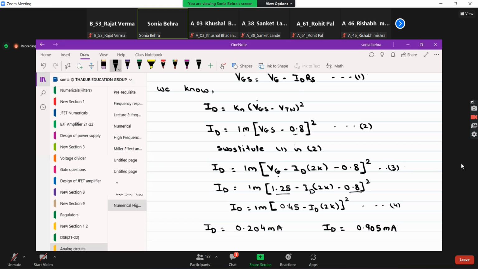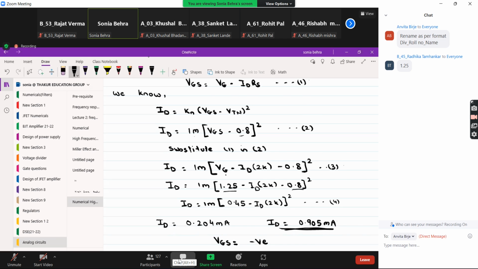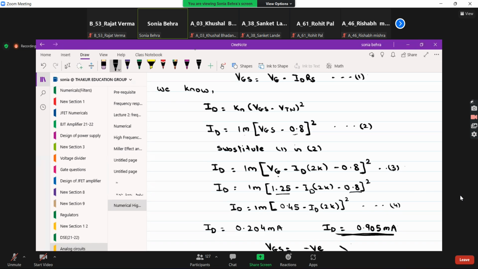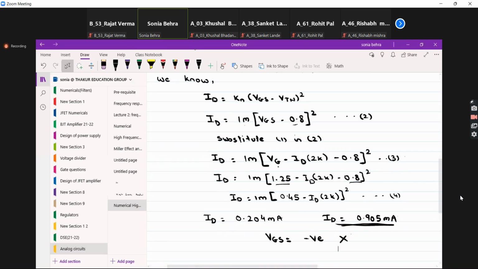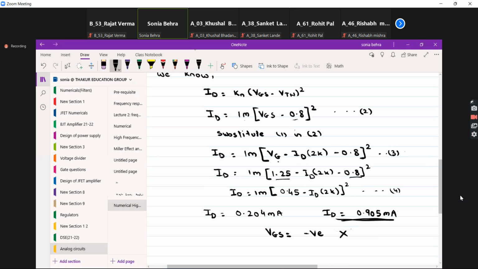So how will we find out which one is better? Okay, so go to equation 1 and solve it. Find VGS. When I put ID as 0.905, I get the negative value of VGS, which is not possible in E-MOSFET. So this is a wrong value. Therefore, ID will be equal to 0.204 milliamps.